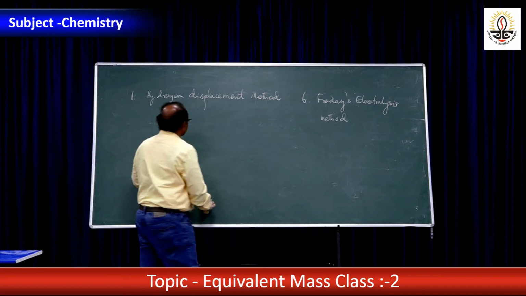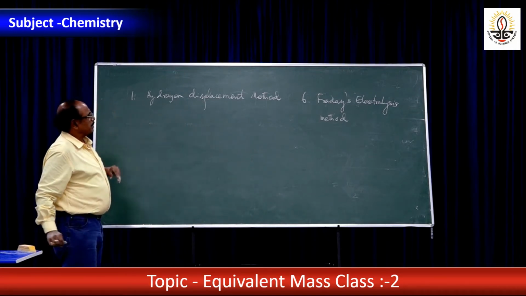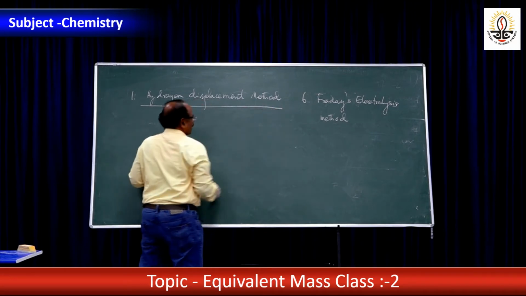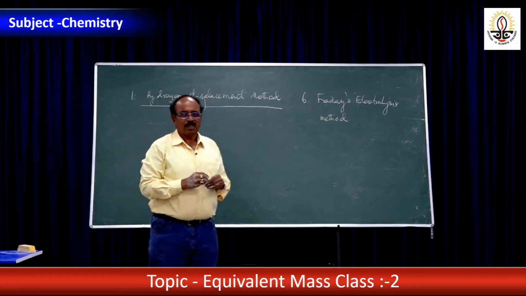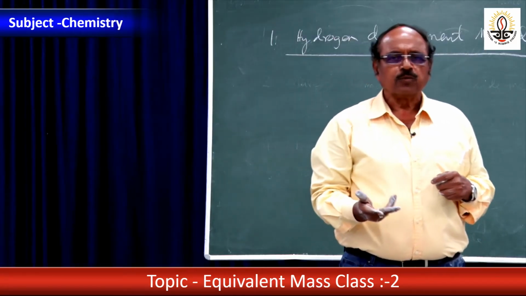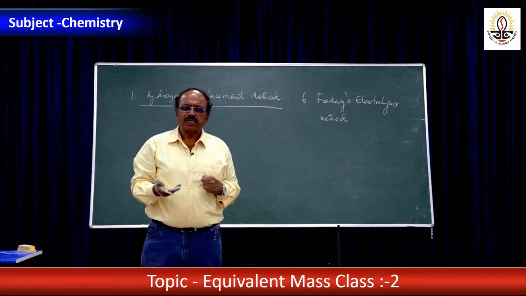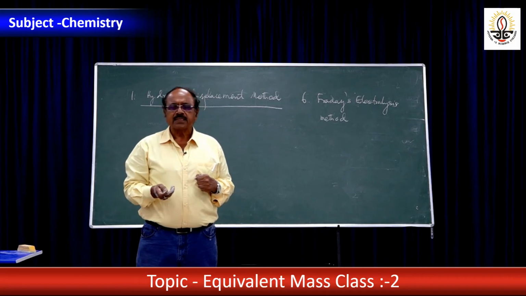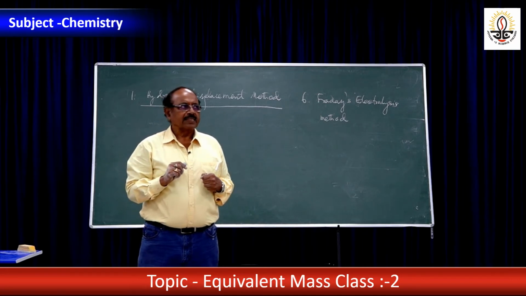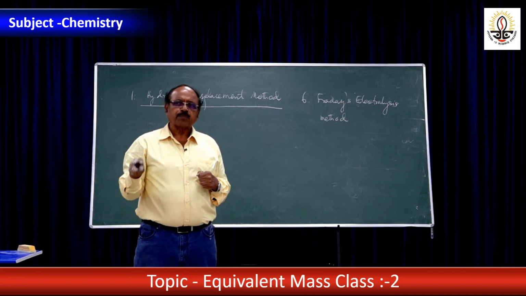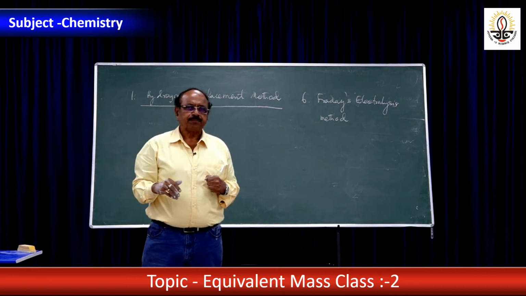So, what is this method? In the hydrogen displacement method, a metal is taken. Those metals which are above hydrogen in the electrochemical series, their equivalent mass can be determined by the hydrogen displacement method. We can determine the equivalent mass of those metals which can displace hydrogen from acids.